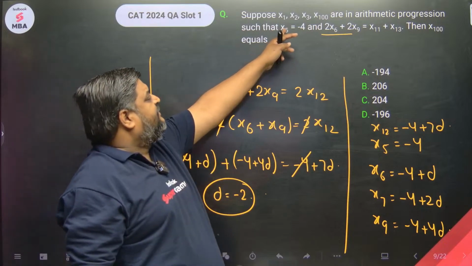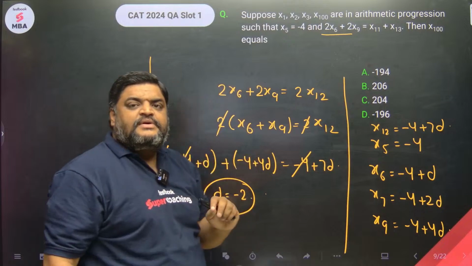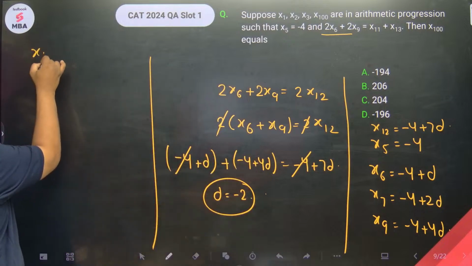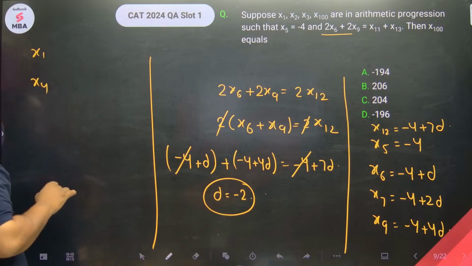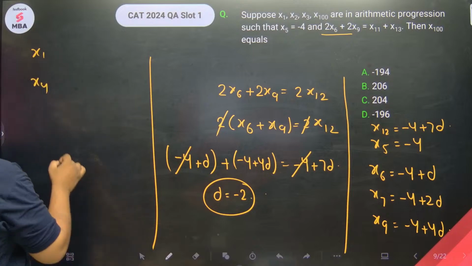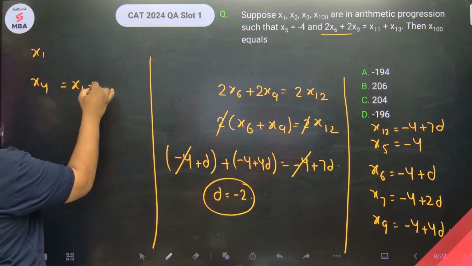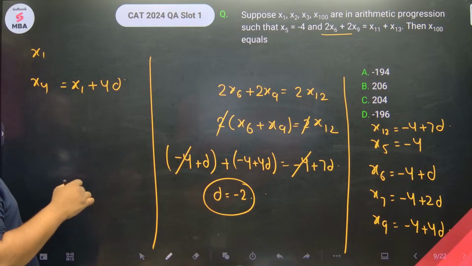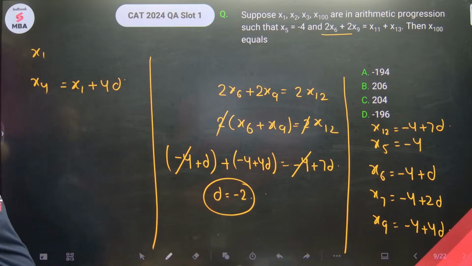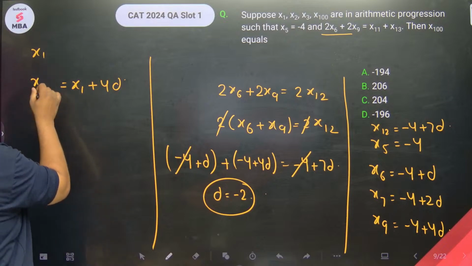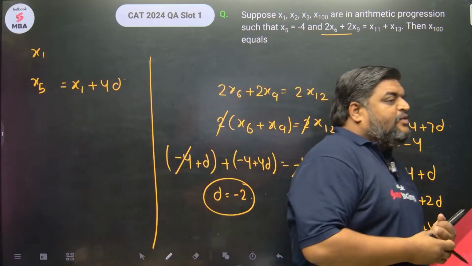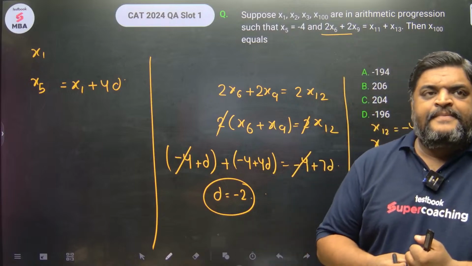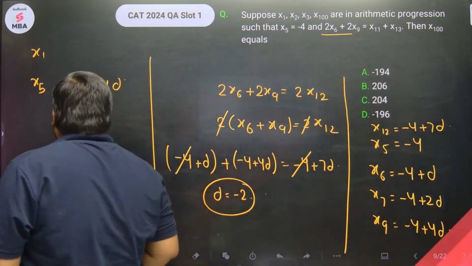I have the fifth term. I want the first term, x1, okay. And the fourth term. The fourth term is what? The fourth term is x1 plus 4d. Yes or no? The fourth term is x1 plus... sorry, not fourth but fifth. The fifth term is x1 plus 4d. You can say that, right? So I can find out the first term.